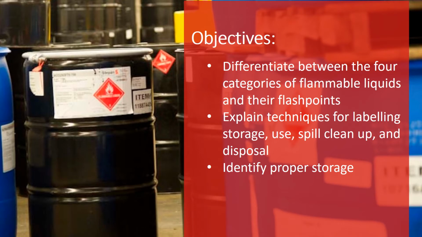By the end of this training, you should be able to differentiate between the four categories of flammable liquids and their flash points, explain techniques for labeling, storage use, spill cleanup, and disposal, and identify proper storage. Let's start by understanding the four categories of flammable liquids and their flash points.